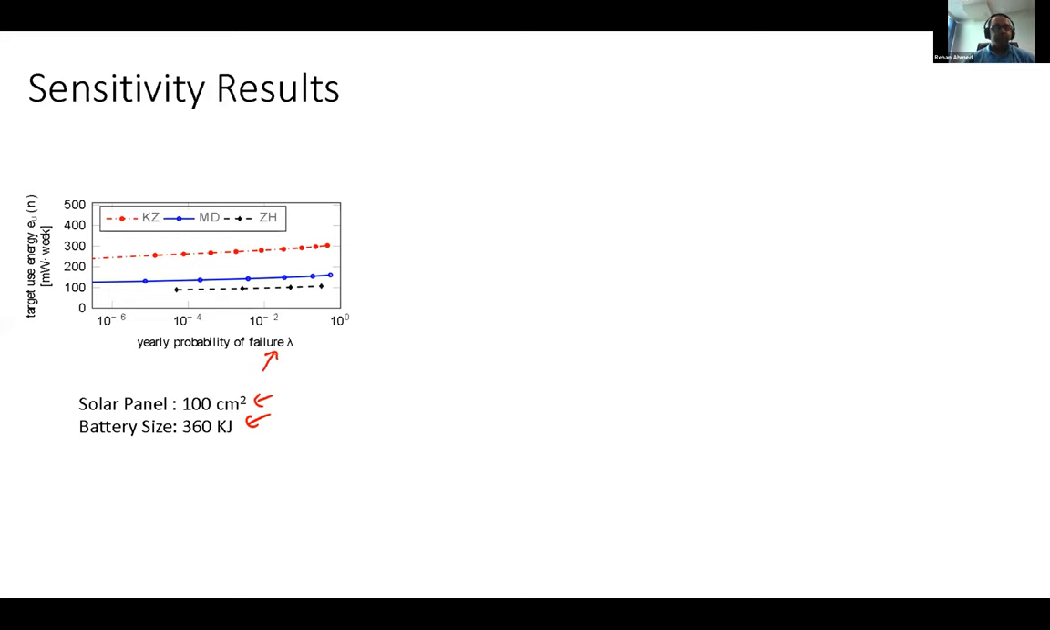As you can see, as we increase the probability of battery depletion on the right side, the energy use that this node can have increases. The three graphs that we see over here are for three different locations: Zurich, Switzerland; Madison, Wisconsin; and Kharizat in Pakistan. As you can see here, it does increase, but it increases very, very slowly. So in principle, the energy use is not very sensitive to the allowed probability of battery depletion. Notice also that we have the log axis over here on the x-axis.